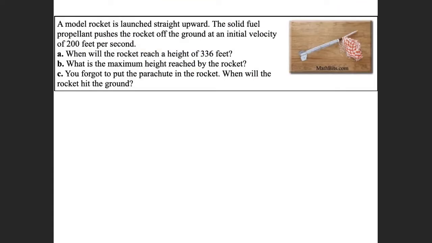All right. So a model rocket is launched straight upward. The solid fuel propellant pushes the rocket off the ground at an initial velocity of 200 feet per second. Okay, so now I can write an equation. How can I write that equation? Well, the height at any given time is equal to negative 16t squared plus the initial velocity times time plus the initial height. So all I need to write my equation is the initial velocity and the initial height. Well, it said it was being shot from the ground. That means the initial height is 0. Okay, so I've got 0 there.